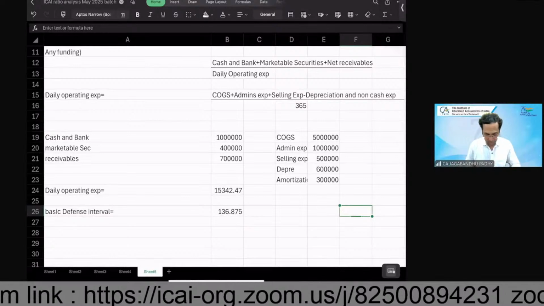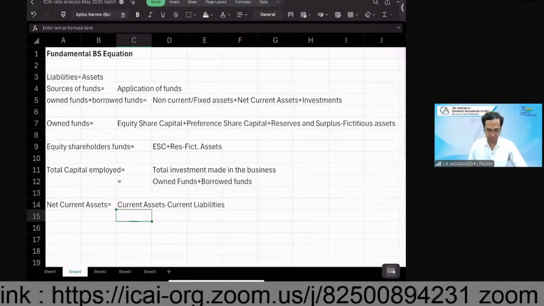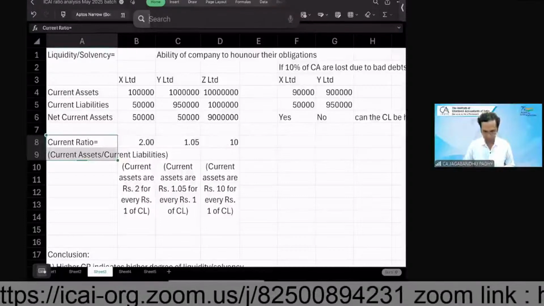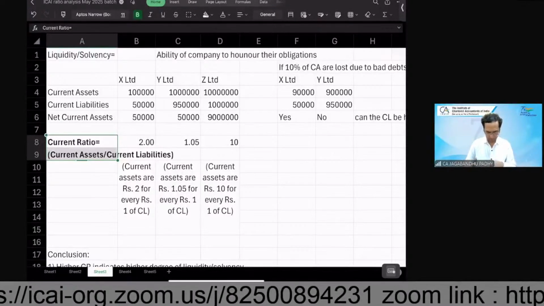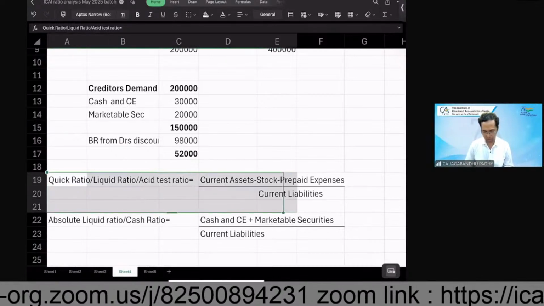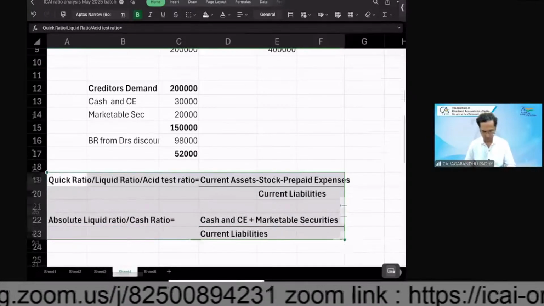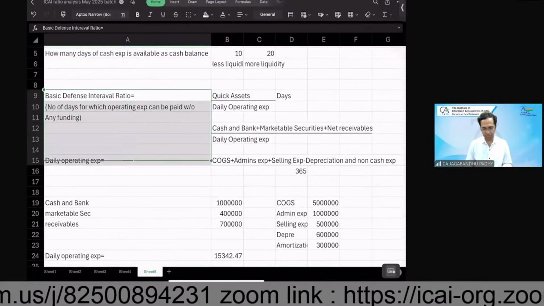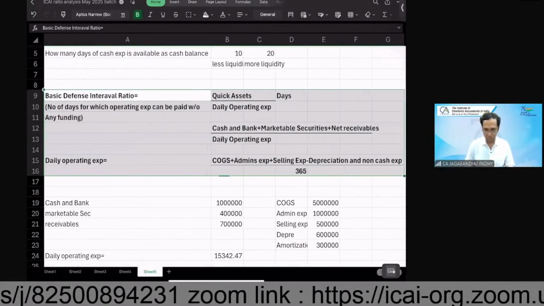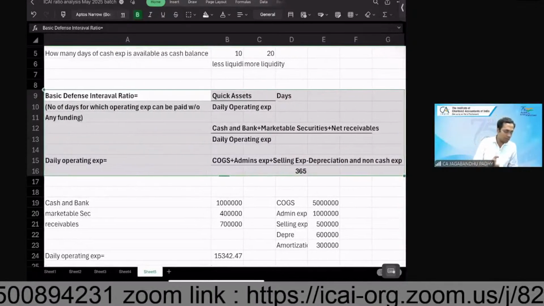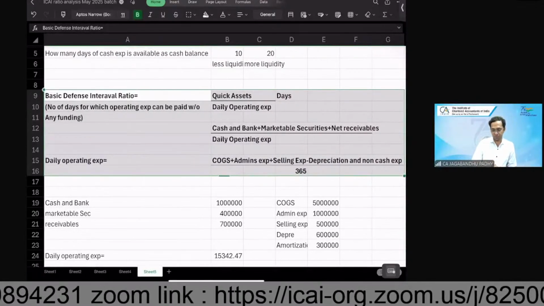Now, all these ratios that we have done, first we started with the current ratio, which was essentially talking of current assets upon current liabilities. Then we went ahead with quick ratio and the absolute quick ratio. And then we had this basic defense interval ratio. Now remember, this basic defense interval ratio is nothing but the time period for which you have funds, right? All these are your short-term solvency ratios.